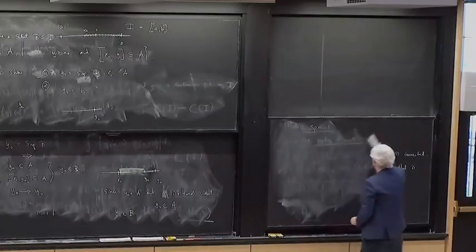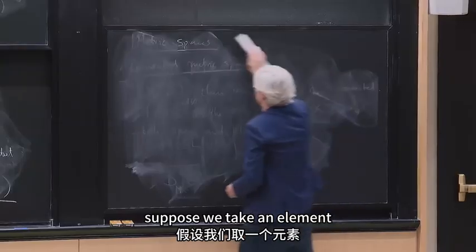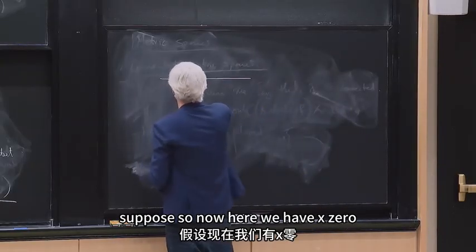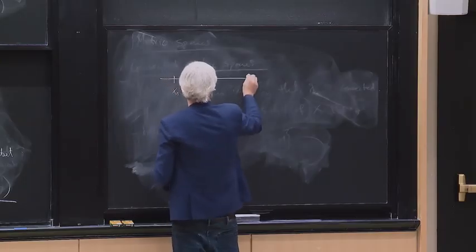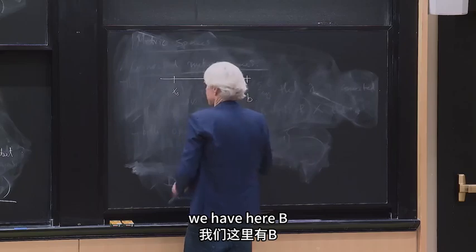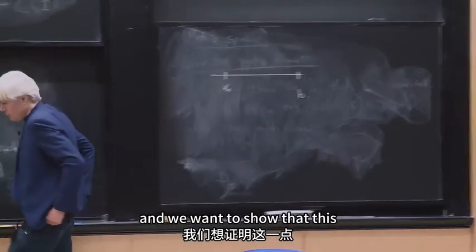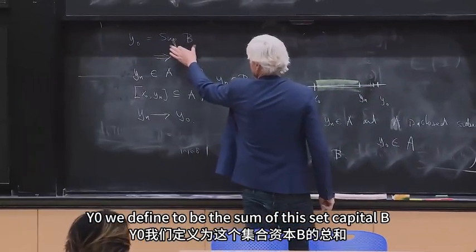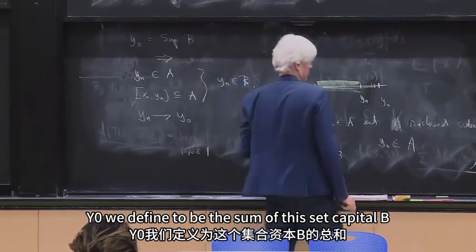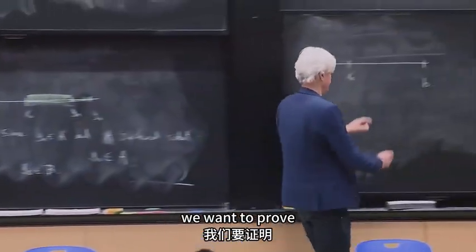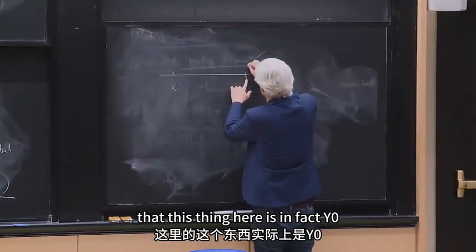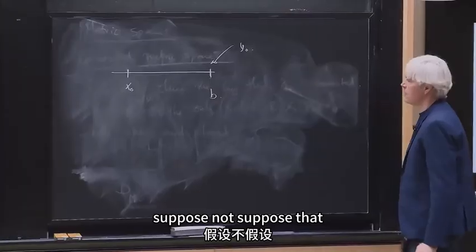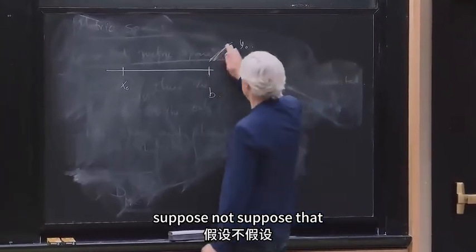So now suppose we take an element. Here we have x0. We have here B, and we want to show that this y0, which we define to be the sup of this set capital B, is in fact the final point. Suppose not.